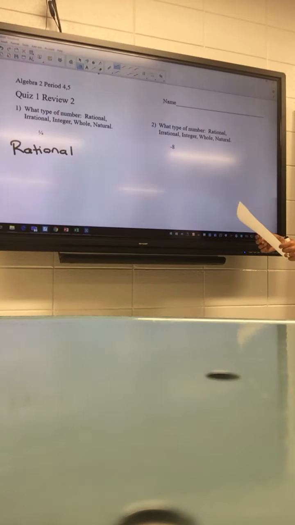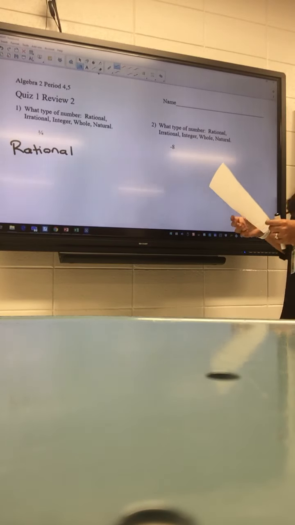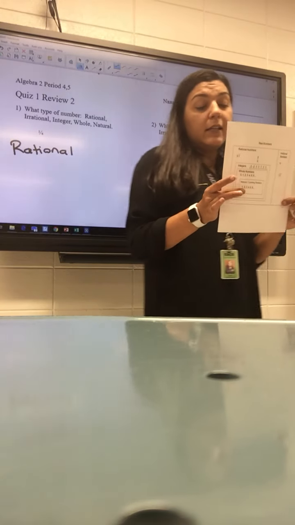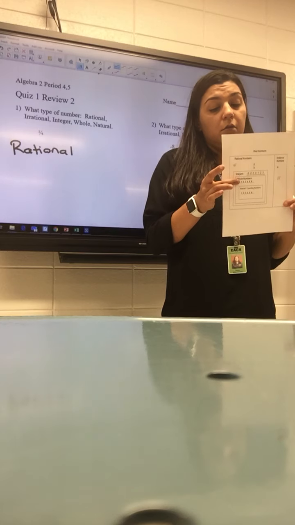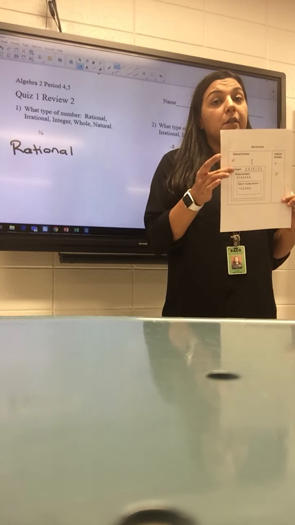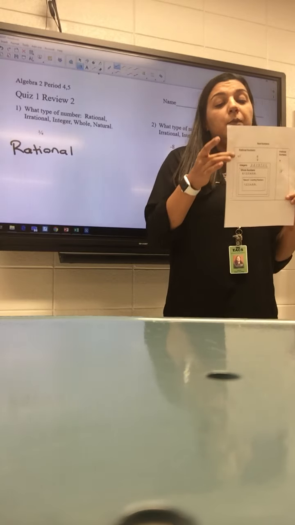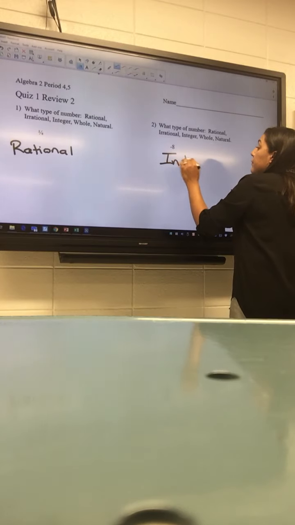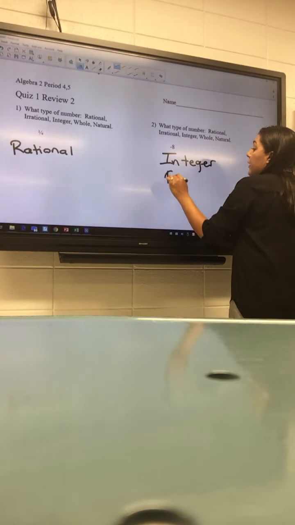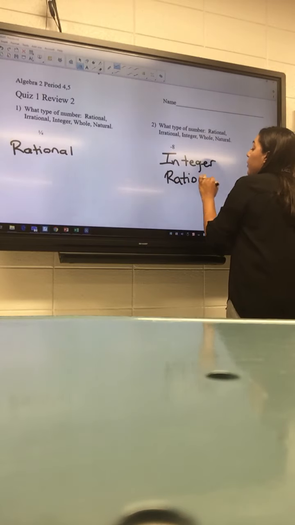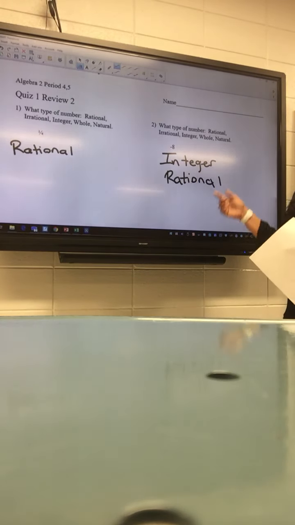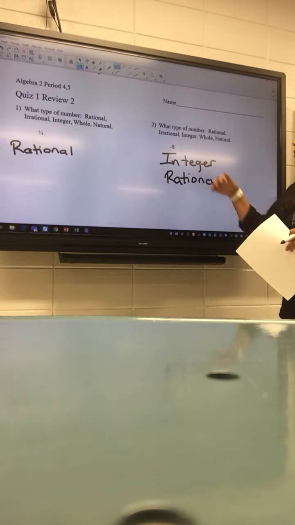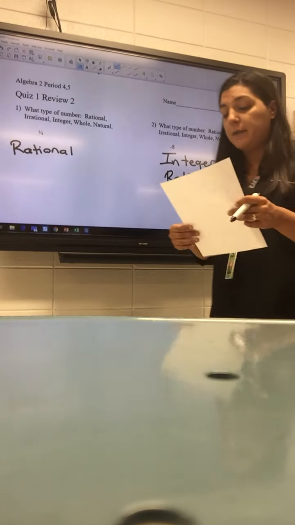Okay, number 2, it says what type of number? Rational, irrational, integer, whole, natural. Start on the inside of the box. So -8, is it a natural? No. Is it a whole? No. Is it an integer? Yes. So that makes everything above it a yes, which means it will also be rational. So we're going to say integer and rational. This question would be worth 2 points because you have 2 answers. If you just put integer and forgot to put rational, that's okay. I'll give you 1 out of the 2 points.